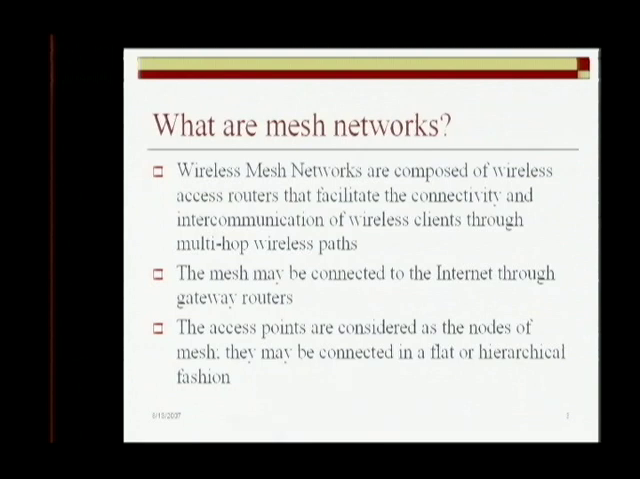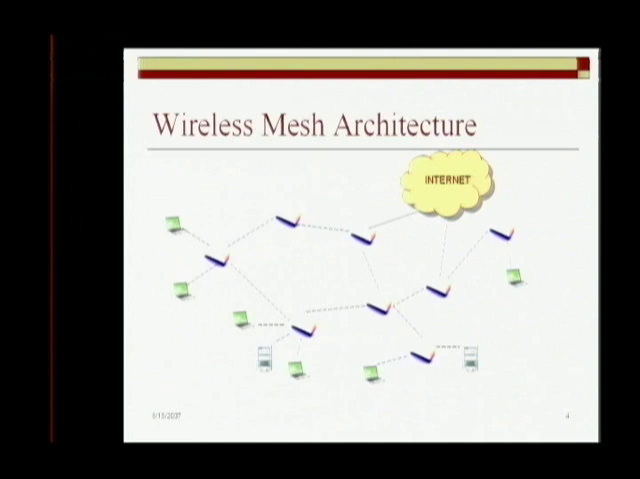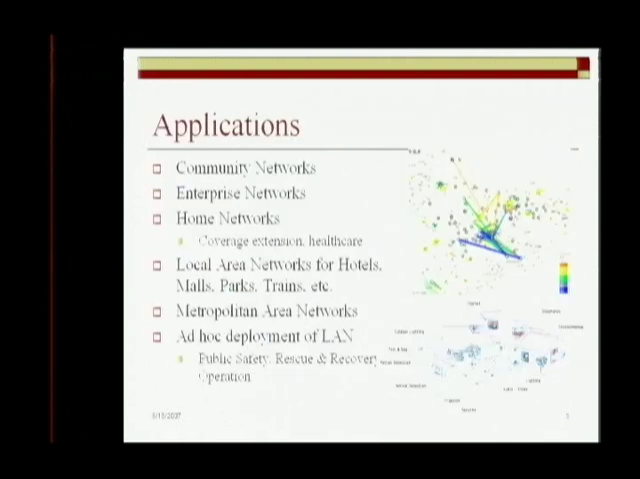These are composed of wireless access routers that facilitate interconnectivity through multi-hop paths, and the mesh may be connected to the internet through one or more gateway routers. The access points, which are known as the wireless routers, are the nodes, which may be homogeneous or heterogeneous, and may be connected in a flat or hierarchical manner. So this is the picture. Usually in any enterprise environment, the access points are connected by wired lines. If you remove those, then you can create a mesh, and you can see a couple of gateway nodes connecting to the internet. So some of the applications, this is a picture of the RoofNet project at MIT.